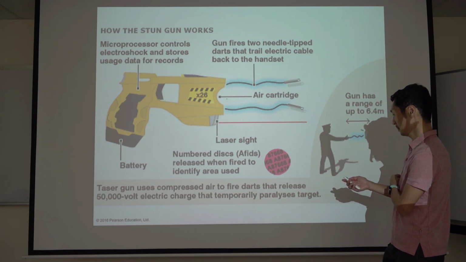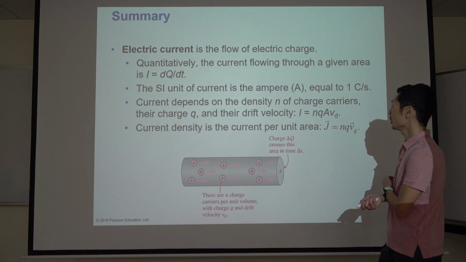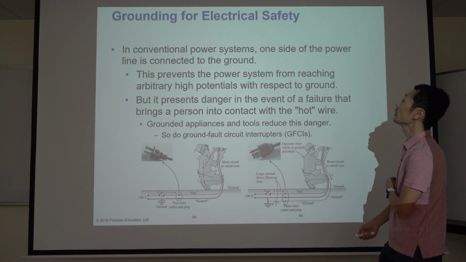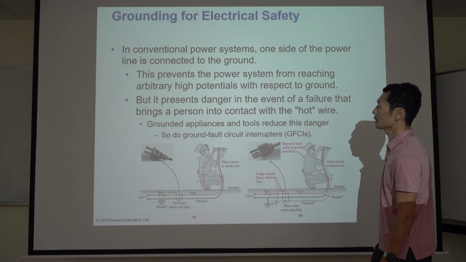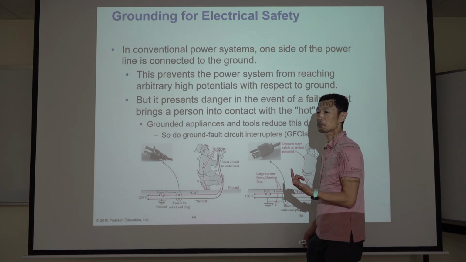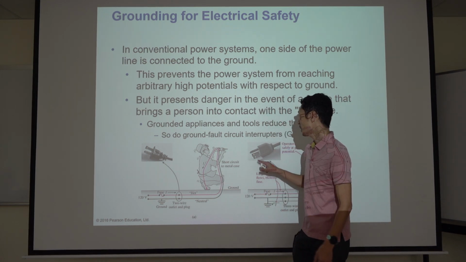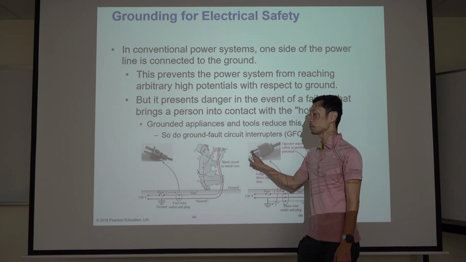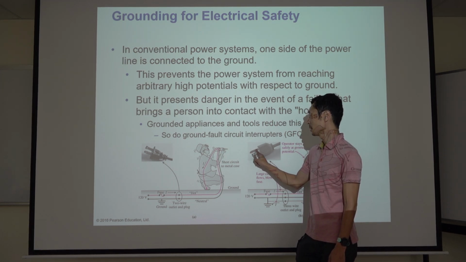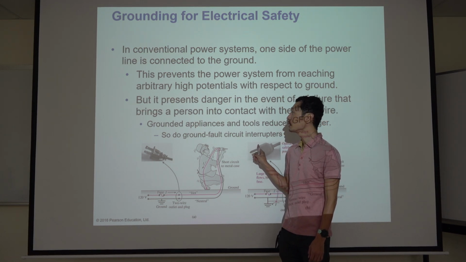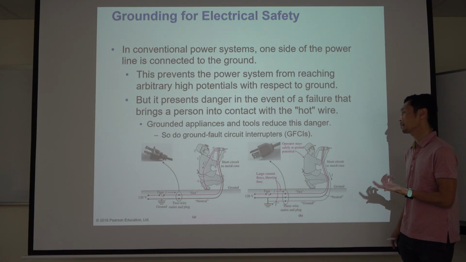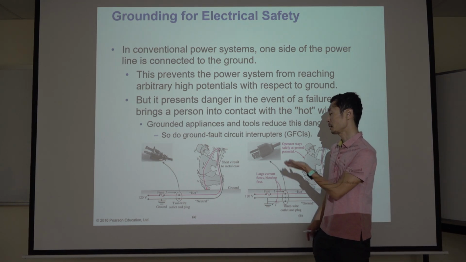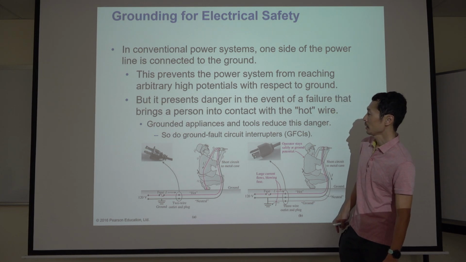Okay, another important thing is the third prong. When you see electronic appliances, you sometimes see this third one sticking out. Do you know what this is for? This is very important. This is to prevent humans from getting an electric shock and dying.